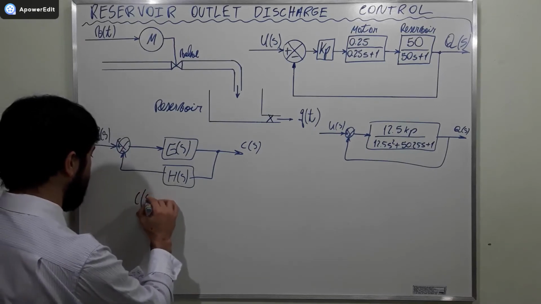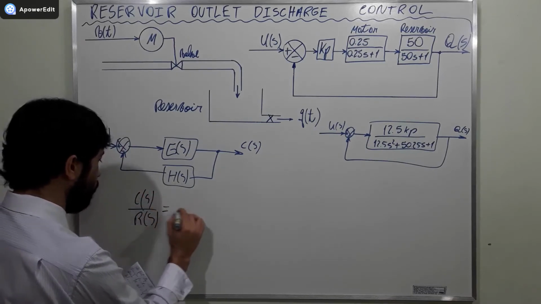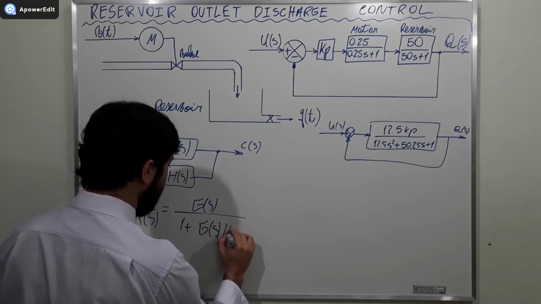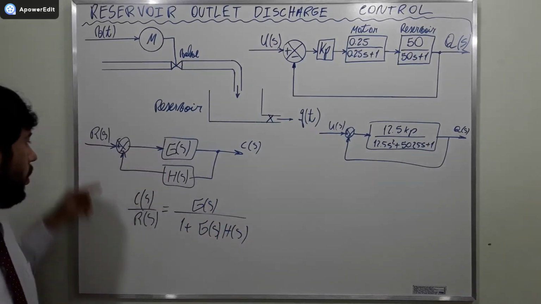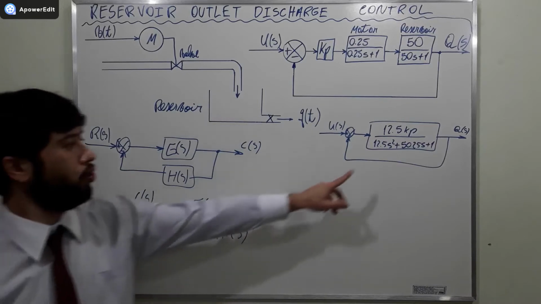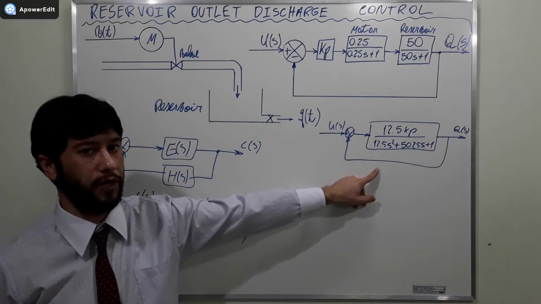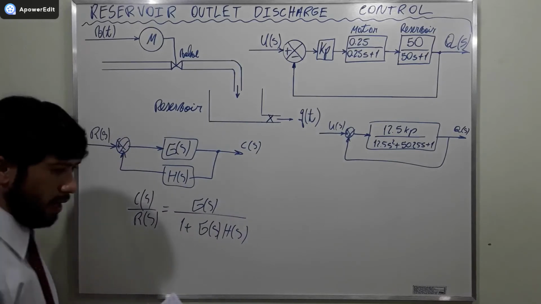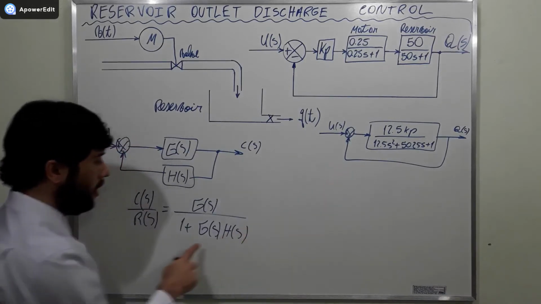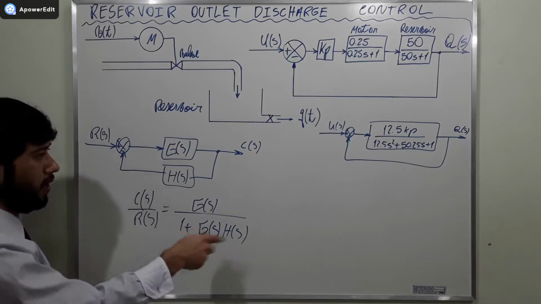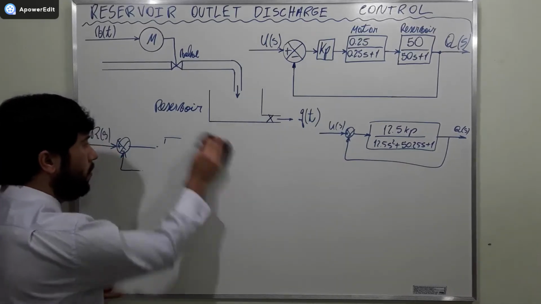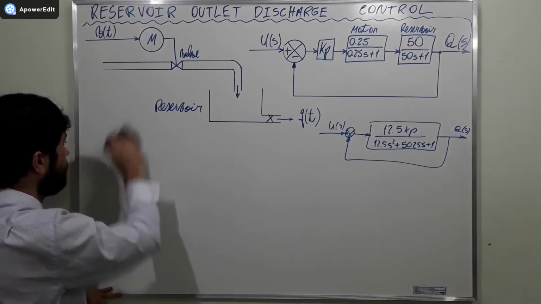C of S divided by R of S equal to G of S divided by 1 plus G of S times H of S. Okay? Whenever we have this, we can do this, and this is exactly what we are going to do to find a simpler version of this, to simplify that. Now that we know this, it is paramount that you know this before going to this. If you can assume that you know this, then we can move ahead and simplify that block diagram of there. Alright?